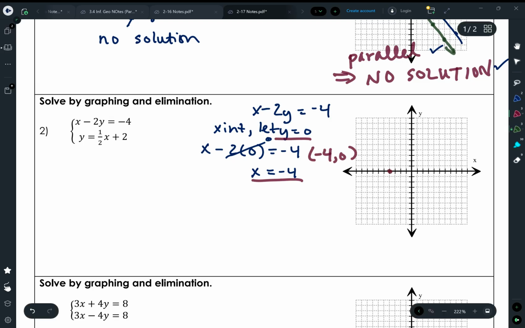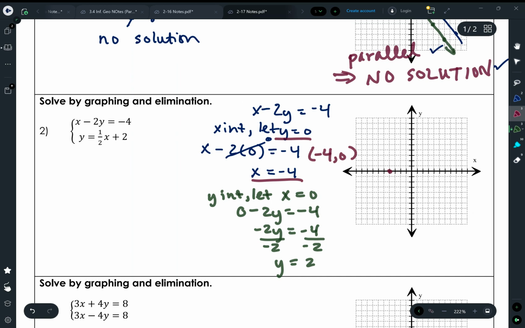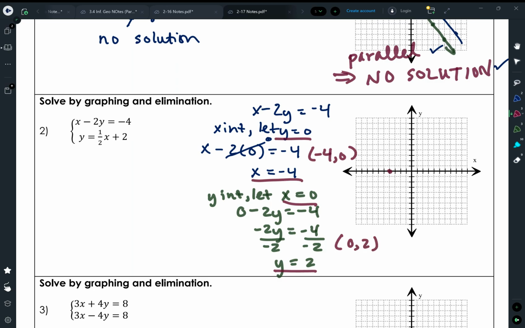All right, now I'm going to find my y-intercept. To find my y-intercept, I am going to let my x equal 0. That means I have 0 minus 2y equals negative 4, which means negative 2y equals negative 4. Divide both sides by negative 2. It means that y is equal to 2. Because I let x equal 0 and got y equals 2, my ordered pair is 0, 2. That is my y-intercept because it's on my y-axis. And then I could graph those two points.